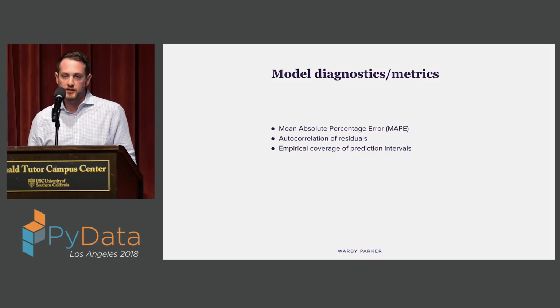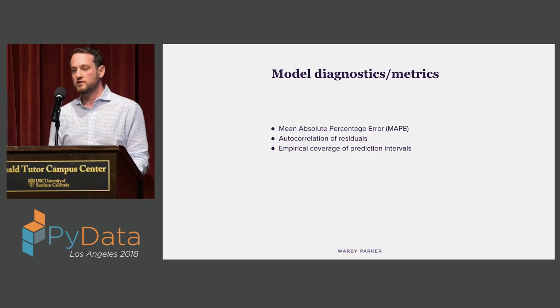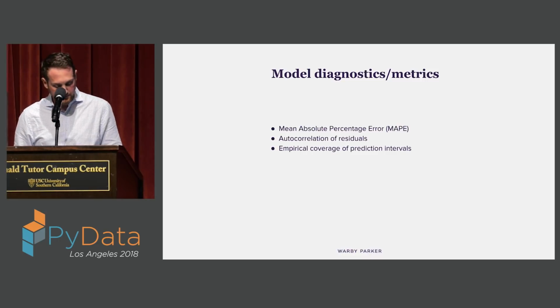You also want to look at autocorrelation in the residuals, or the errors, of your model, because if your errors are correlated in time, it basically means that you're leaving predictive power on the table. You're not accounting for all of the temporal, time-dependent structure of the data.